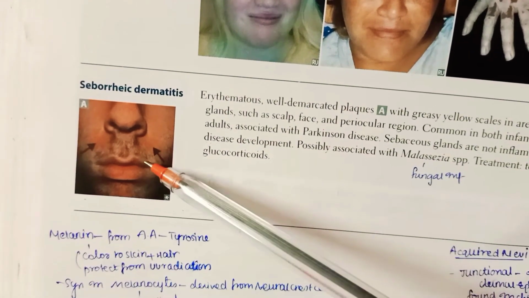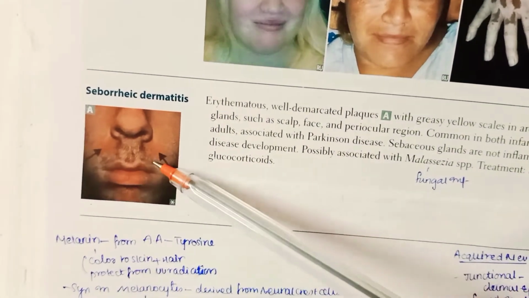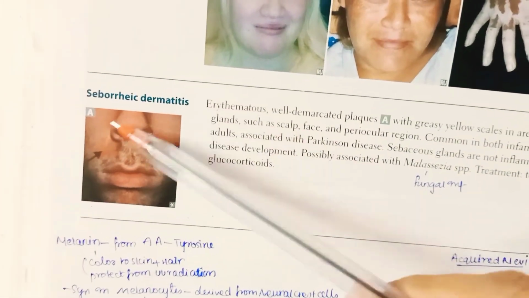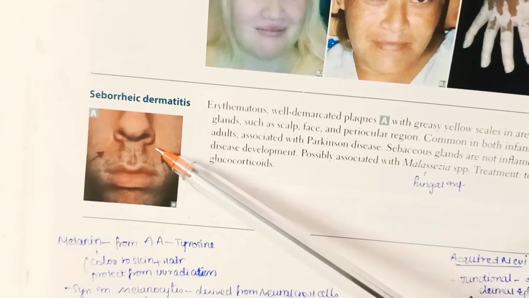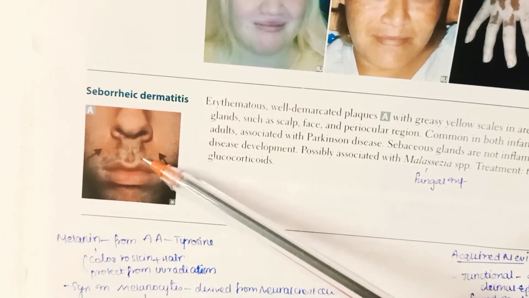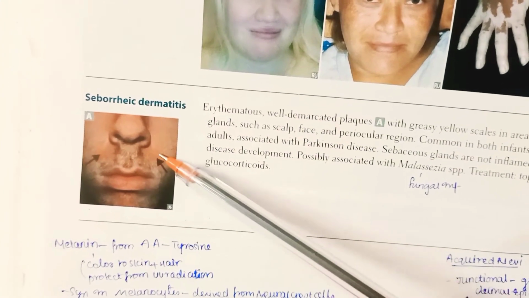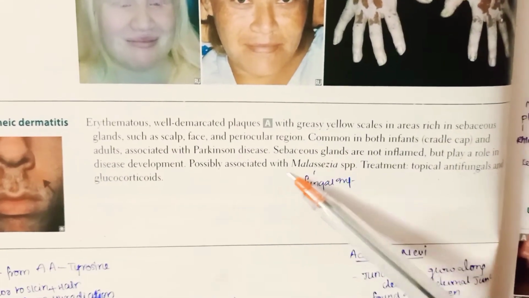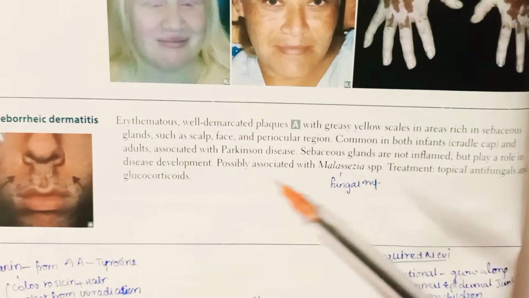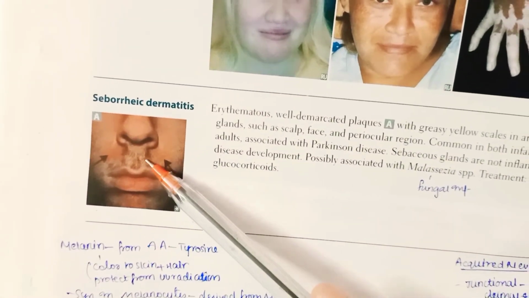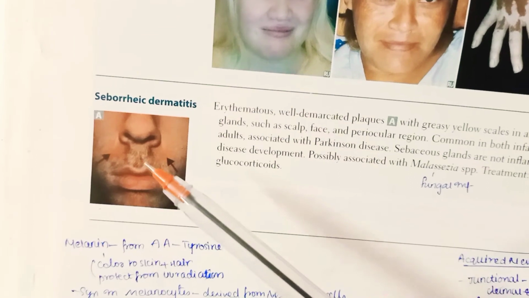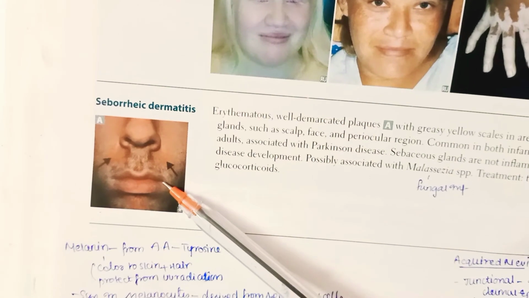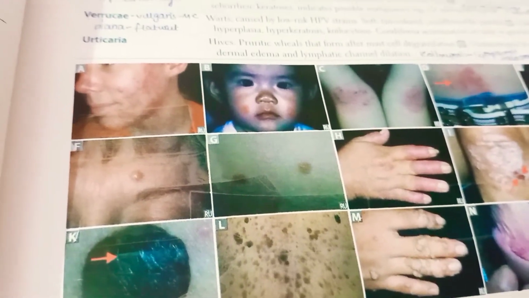Next, coming to seborrheic dermatitis, you can see here some redness on the side of the nose. Actually this is an erythematous well demarcated plaque with greasy yellow scales in areas rich in sebaceous glands, such as the scalp, face, and periocular region. It is common in infants and also in adults. It is associated with Parkinson's disease. Sebaceous glands are not inflamed but play a major role in disease development. It is associated with Malassezia species, a fungal infection. Treatment is antifungals and glucocorticoids. So this is a fungal infection causing this red color, especially in areas like the scalp and face, which are rich in sebaceous glands.